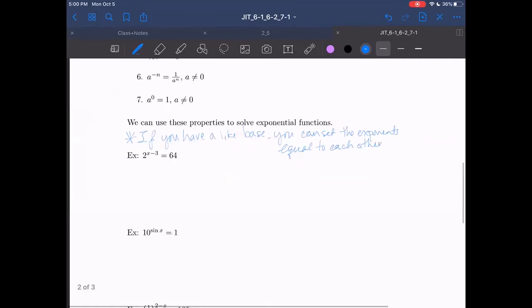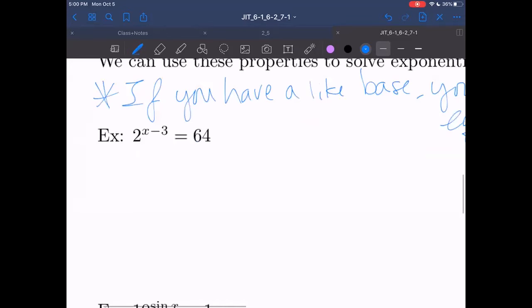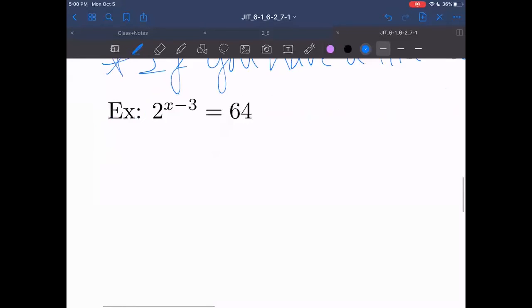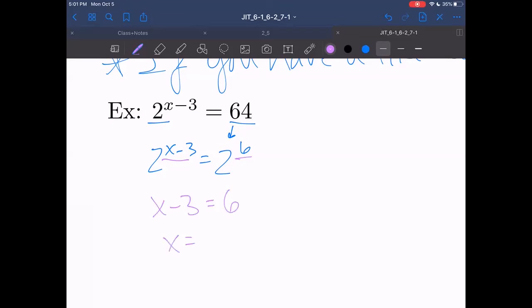Okay, so for example, if I've got 2 to the x minus 3 is equal to 64, how can I rewrite 64 as a power of 2? So I've got 2 to the x minus 3 equals 2 to the 6, just rewriting 64. Now I have the same bases, so I can set my exponents equal to each other. So I've got x minus 3 is equal to 6. Solve for x: x equals 9.